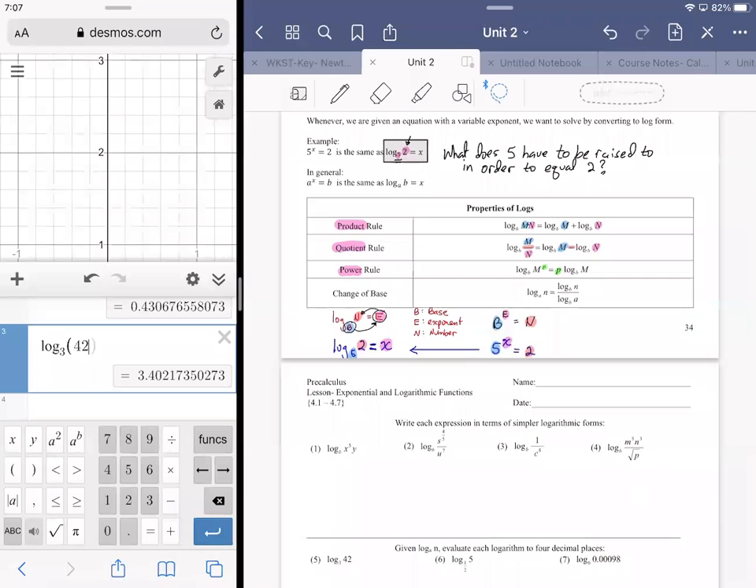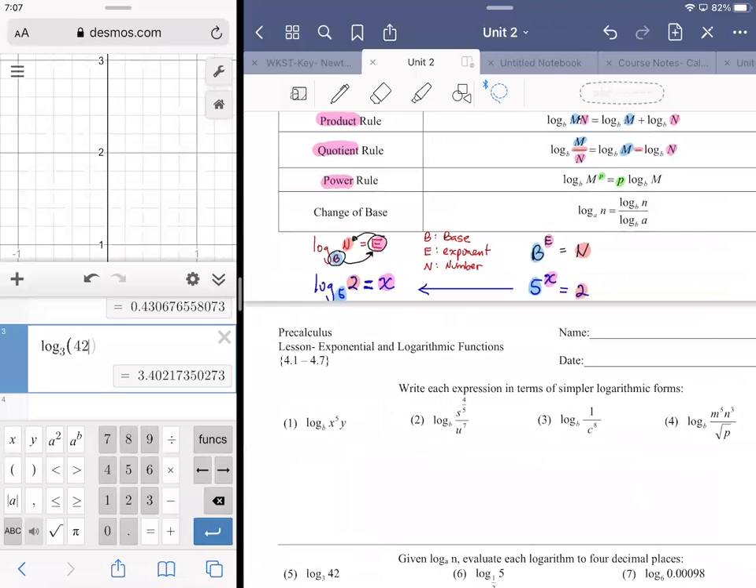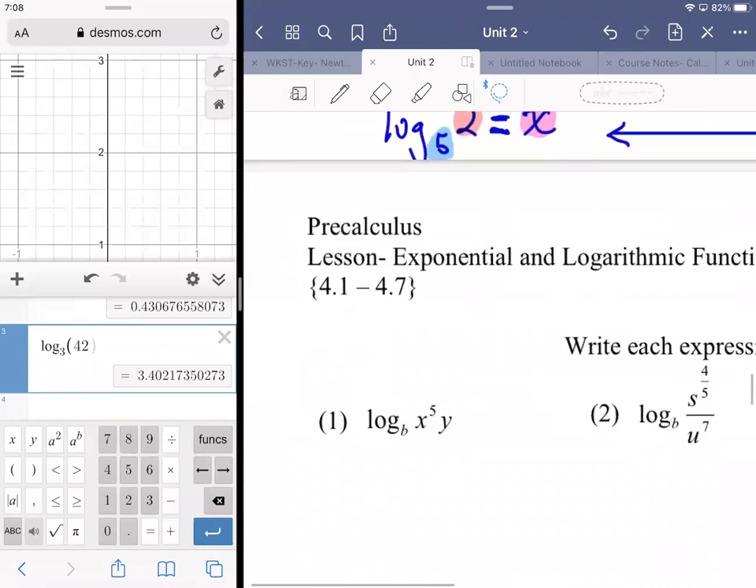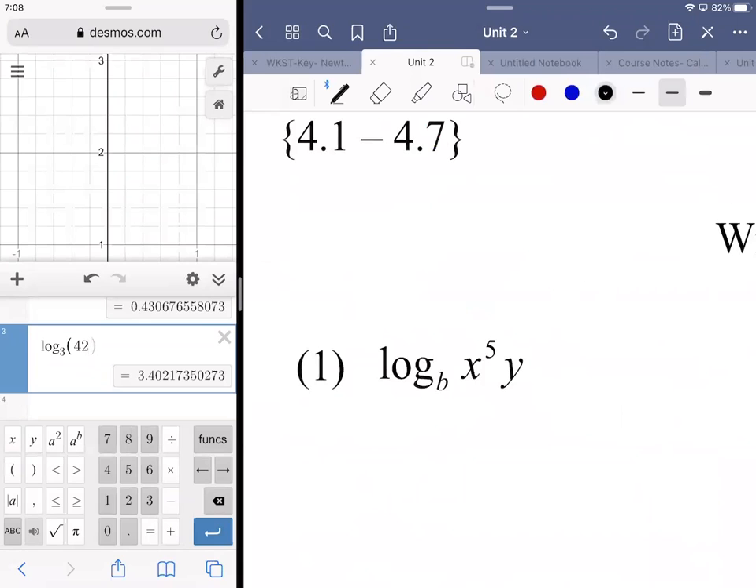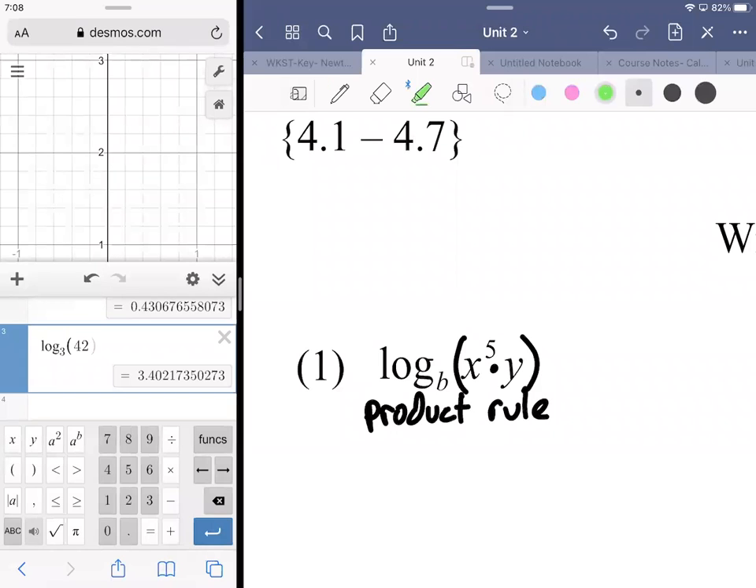All right, so let me show you what it looks like in action. We have these multi-step problems, but they all just basically boil down to us simplifying some logs, and it's not overly complicated. So I have a product here, x to the 5th times y. So I'd apply the product rule for logs. I'm just going to write product rule. Again, it's product rule because I got a little product there. The little dot wasn't there, I threw it in, but it's still there.